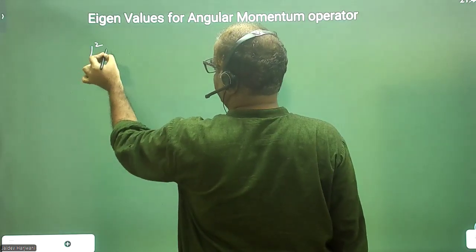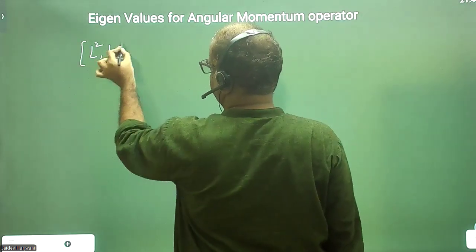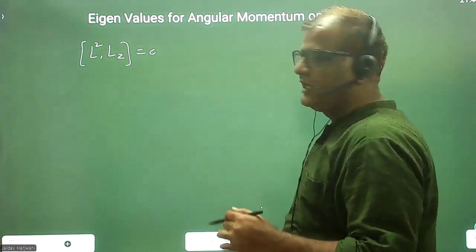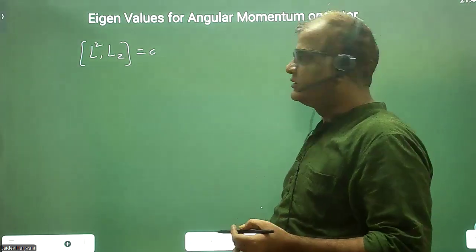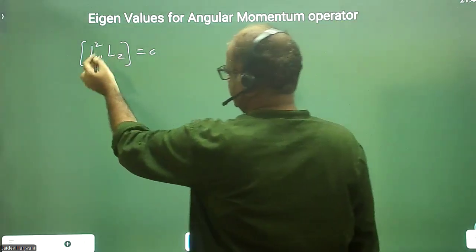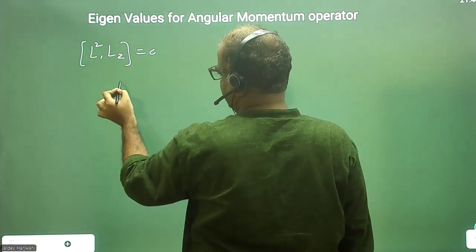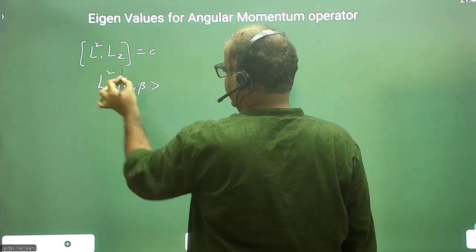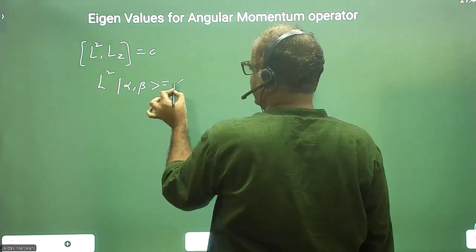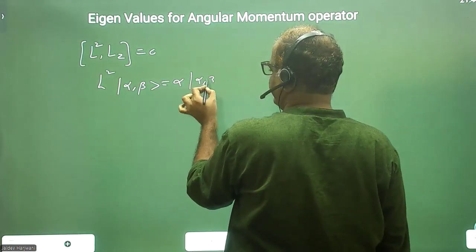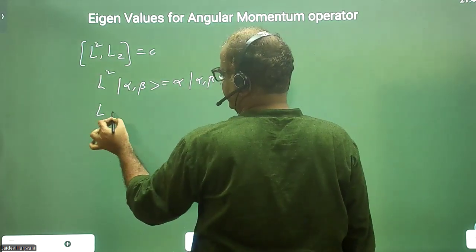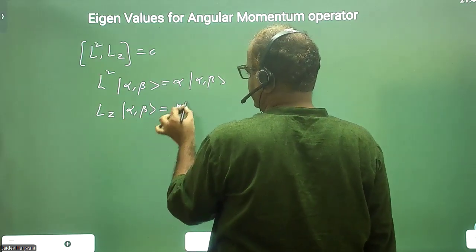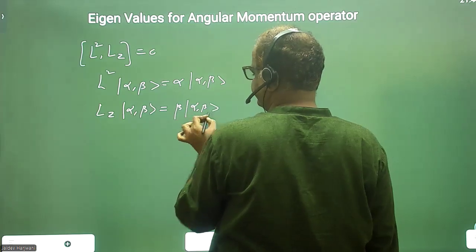We said that L square and Lz commute with each other, and when two operators commute, they have a simultaneous eigenbasis. That means they have the same eigenstates. So I write the eigenstate as alpha beta. When L square operates on this, you get the eigenvalue alpha, and when Lz operates on this, you get the eigenvalue beta, times alpha beta.